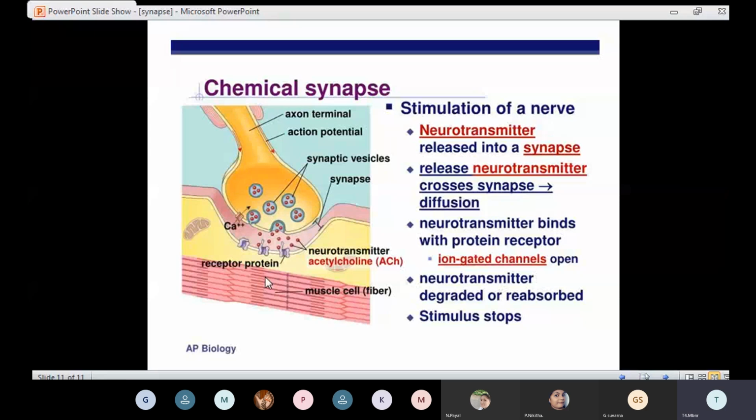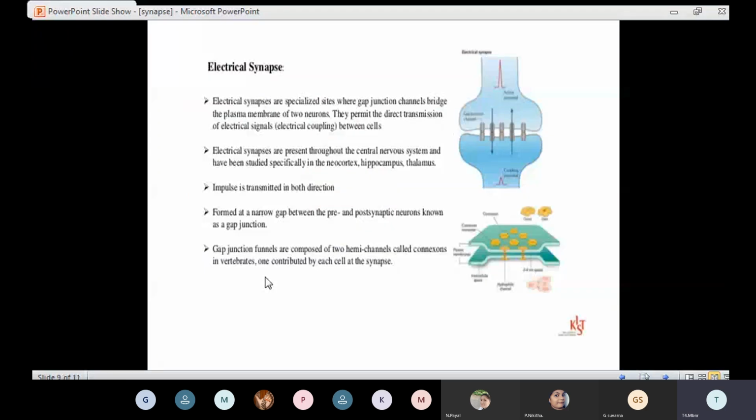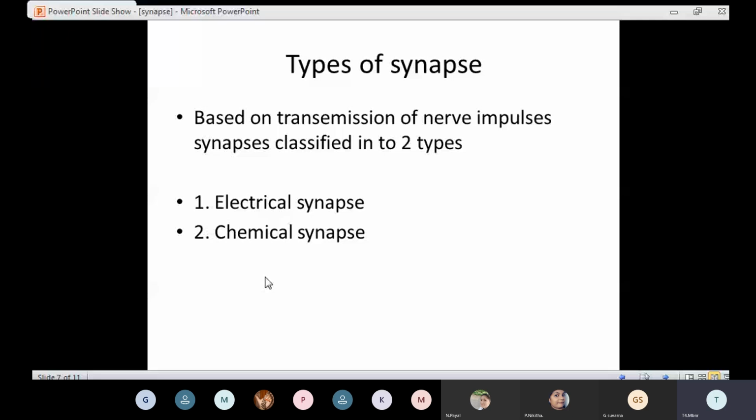This is about the chemical synapse and electrical synapse. Types of synapse based on the nerve impulse: transmission of nerve impulse is of two types. Is it clear?